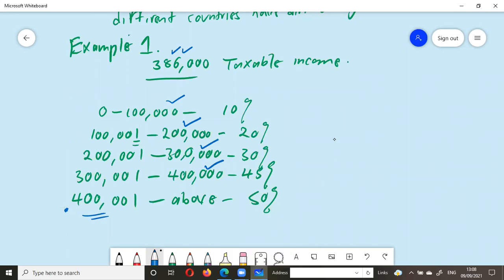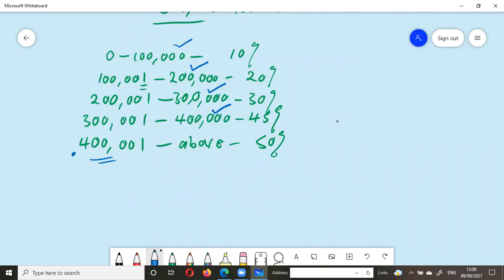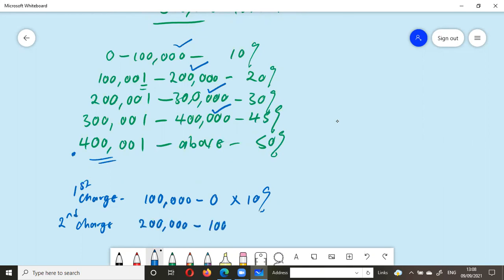What the government will charge you: the first charge will be 100,000 minus 0 times 10%. Then the second charge will be 200,000 minus 100,000, ignoring the 1, like the first note, times 20%.